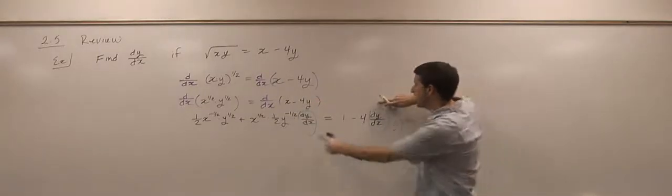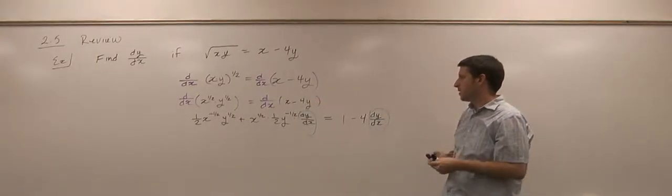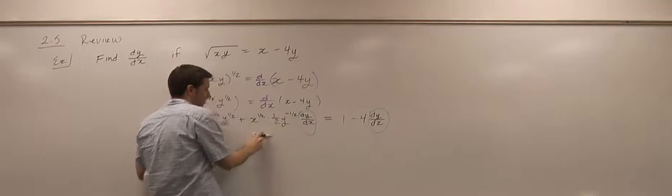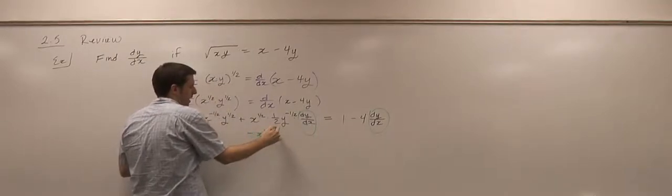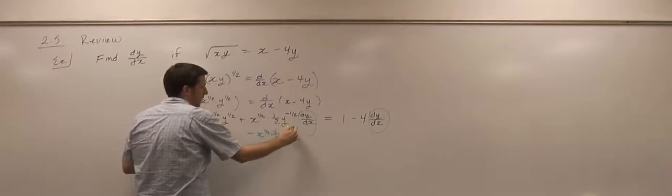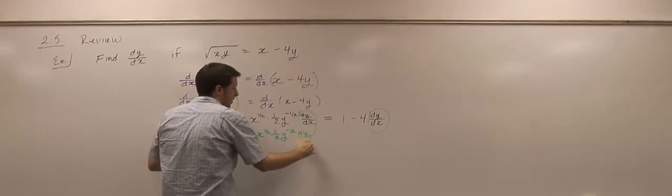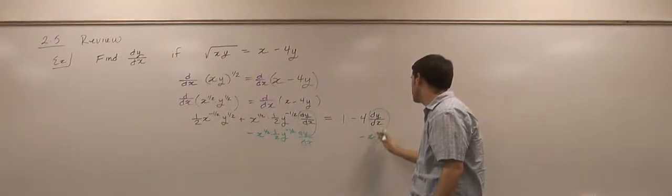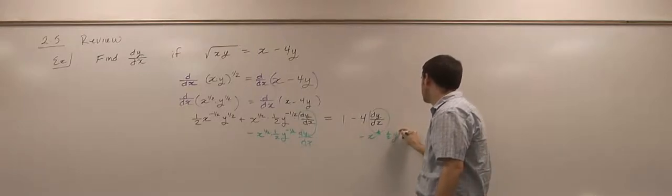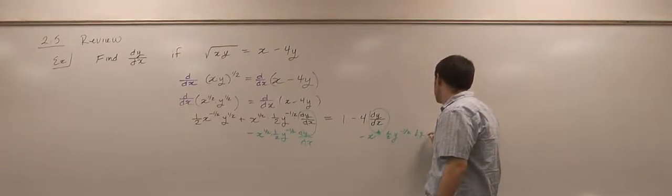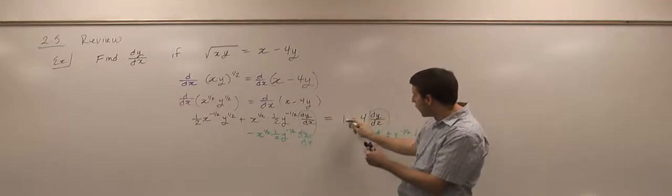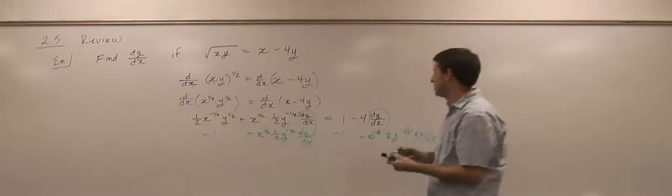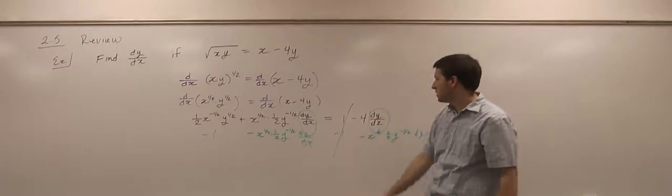These two terms have dy dx in them, so I need them on the same side. There are a couple of ways to do it, but let's subtract this whole term, x to the 1/2 times 1/2 y to the negative 1/2 dy dx. I'm going to subtract this whole thing over here, minus x to the 1/2, 1/2 y to the negative 1/2 dy dx. Subtract that, and then this 1 has to move over to the other side, so I'll subtract it like this. So these will be gone.